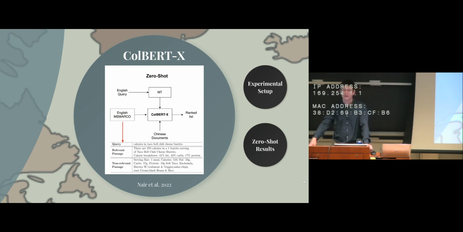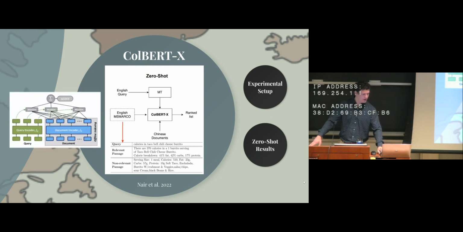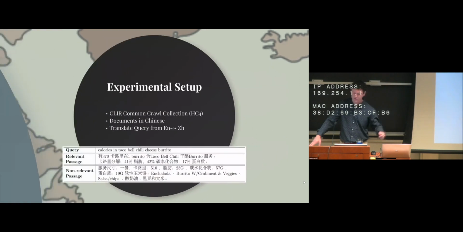And at test time, we take our English query, throw it through some MT system, and then put it into ColBERT-X. It's never seen Chinese before, right? This is the zero-shot setting. All it's seen is English data. At test time, we have a bunch of Chinese documents that we're testing on, and we have a query that we've used machine translation to put into Chinese. And like I said, here's this ColBERT thing again, and we just swapped it out with XLMR instead of MBERT.